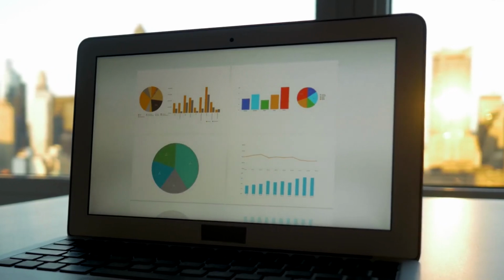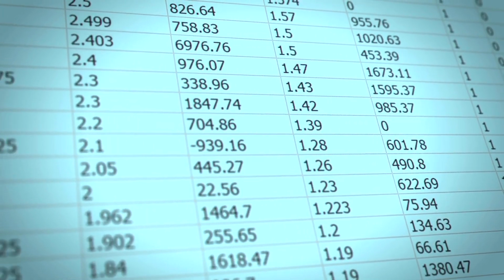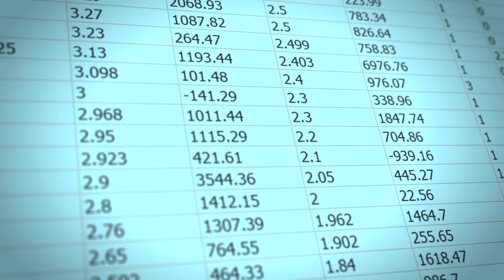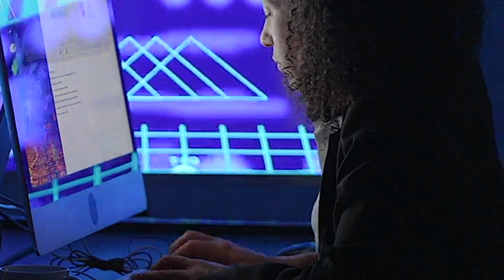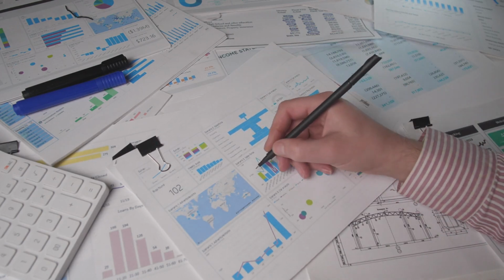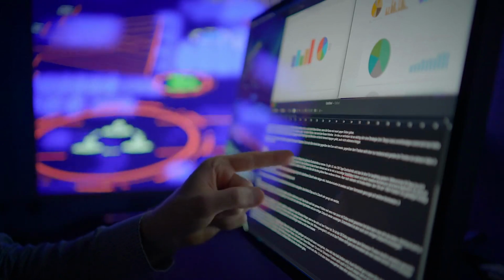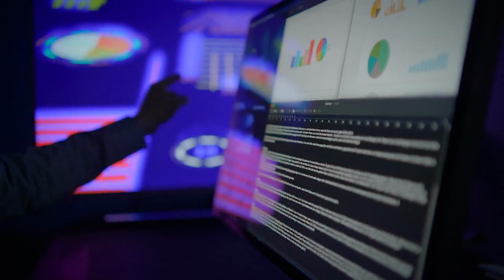What is data visualization? Data visualization is about turning data into visual stories. Imagine a complicated spreadsheet filled with numbers. What if you could change that into charts and graphs? That's what data visualization does. It helps you see patterns and trends that you might otherwise miss. By doing this, it becomes much easier to understand what the data is trying to say.